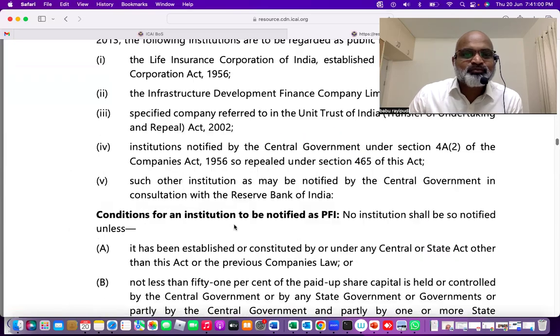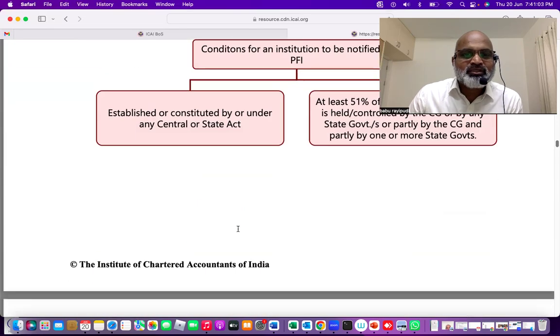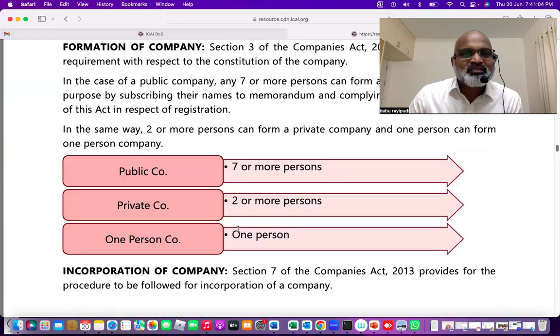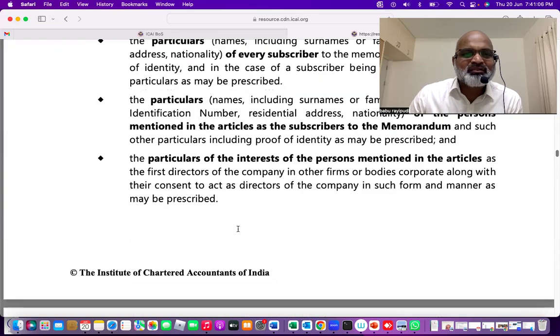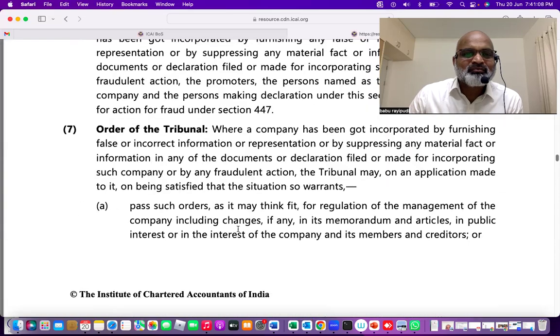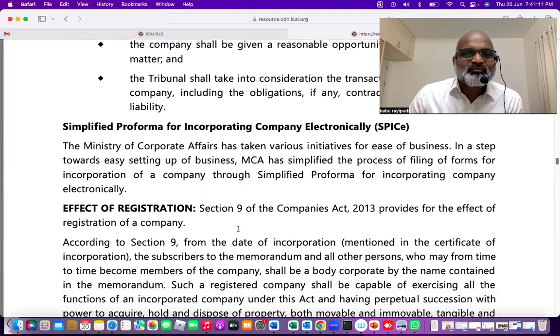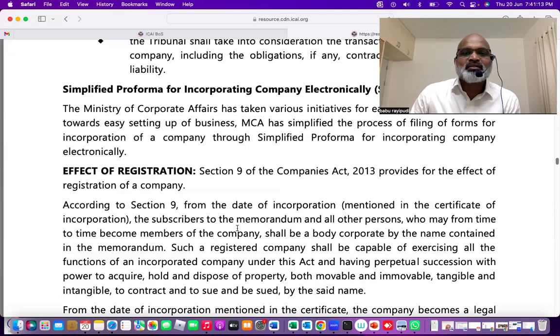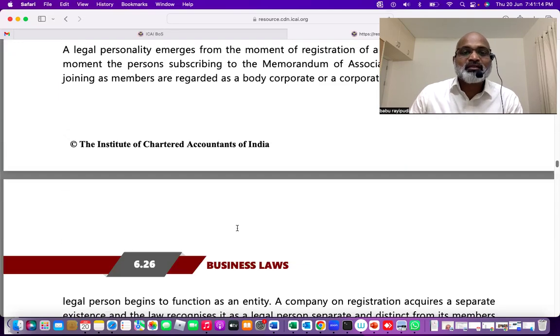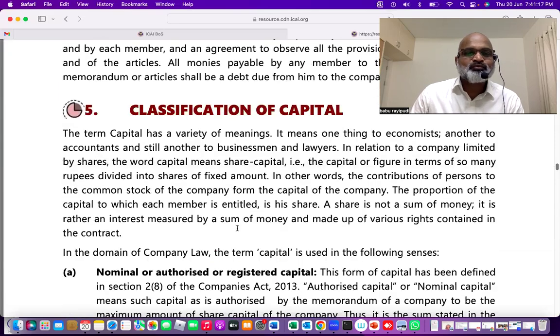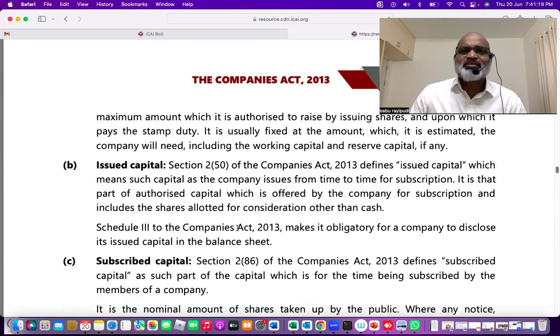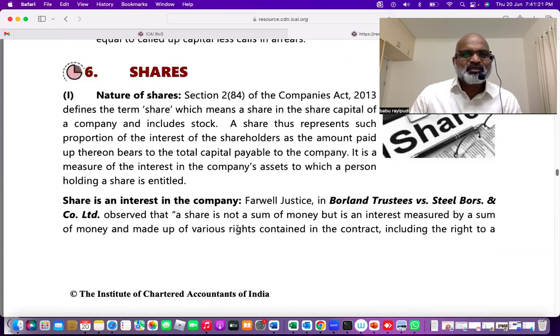Next, conditions for incorporation, mode of registration. This is all general information. Effect of registration, section 9. Once you go through it, a practical question is possible. Capital, this is easy anyway, even if it is given.